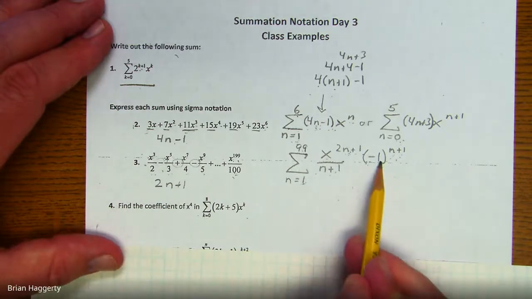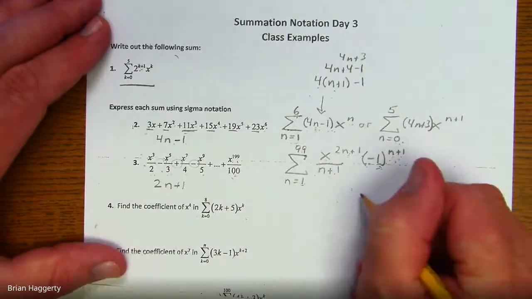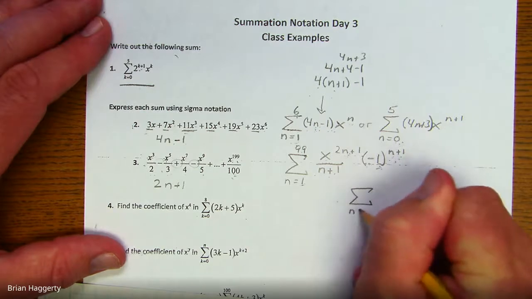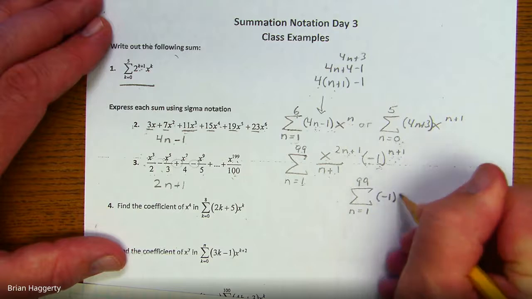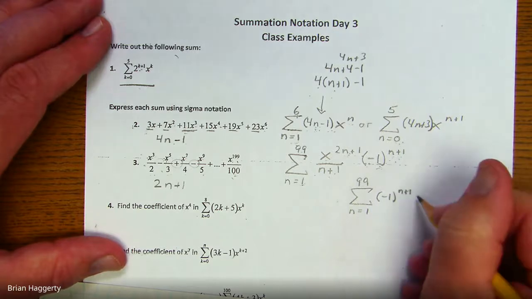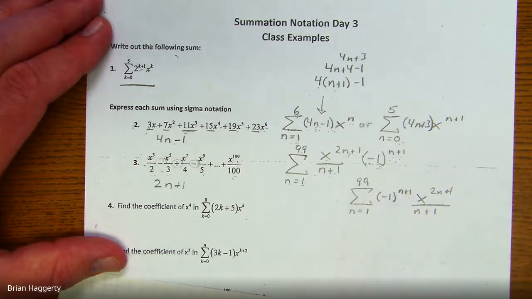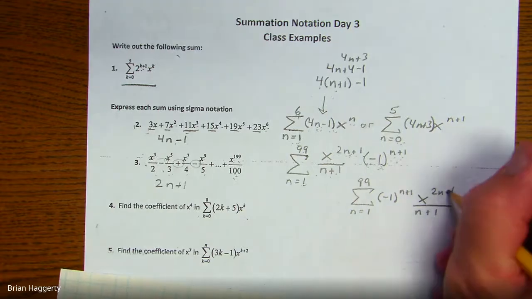Normally, you don't see the -1 as the second part. Usually they put it in the front. So I'll write that so it looks more like what you would typically see. That's a little sloppy. That's a plus 1.